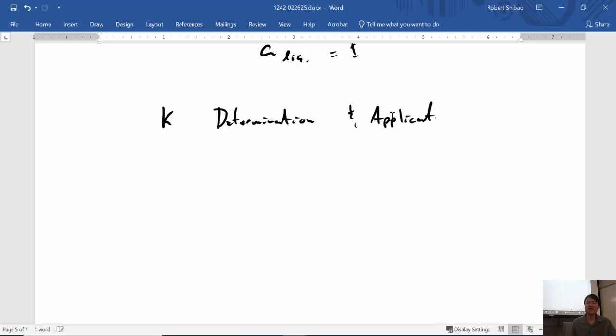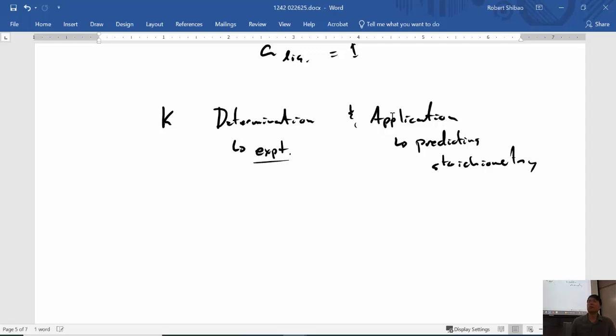So we saw an application of K. What did we apply K to? We applied K to predicting stoichiometry. Stoichiometry is just quantity relationships, right? Determination. How did we determine K? By experiment. We had 3 experiments that we averaged, right? The average K came out to 1.48 is the average K value.